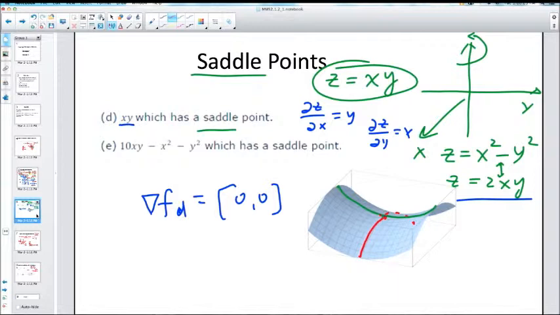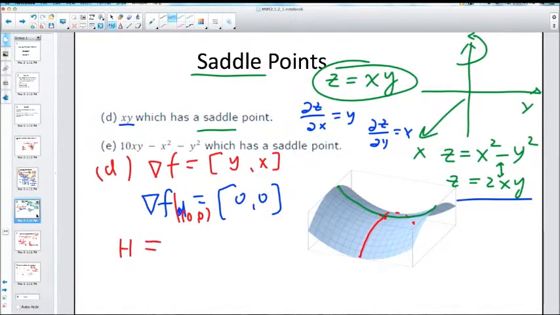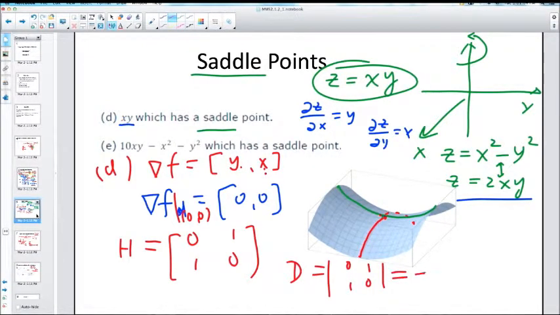Look at the saddle surface. You look at the gradient, which is going to be y and x. At the origin point 0, 0. Look at the Hessian. I hope you still remember the Hessian. Take the derivative to x, that's 0. Take it to x, that's 1. And take it to y, that's 1. Take it, that's 0. And then your D equals this, which is negative 1. So that is a saddle.